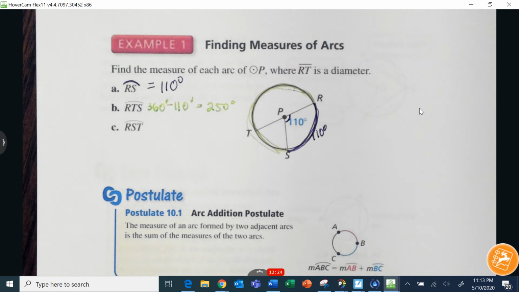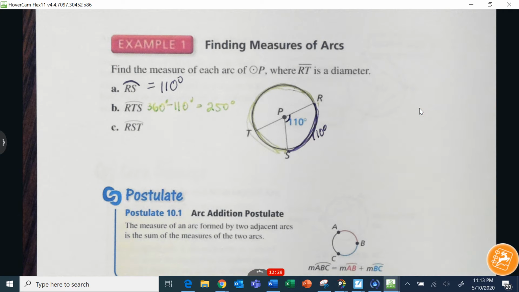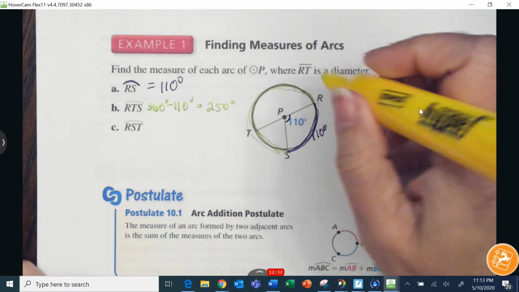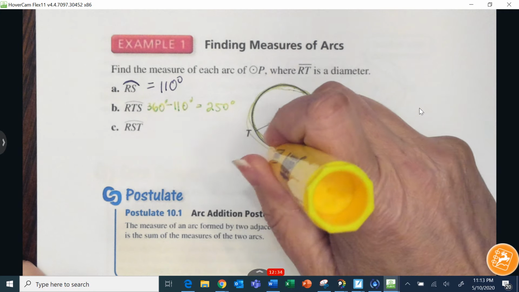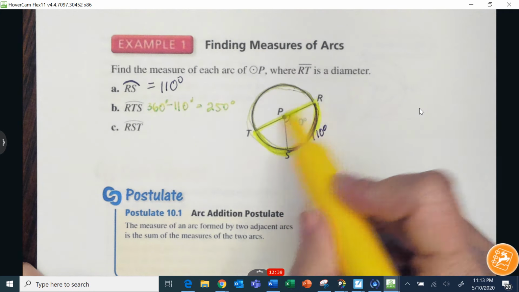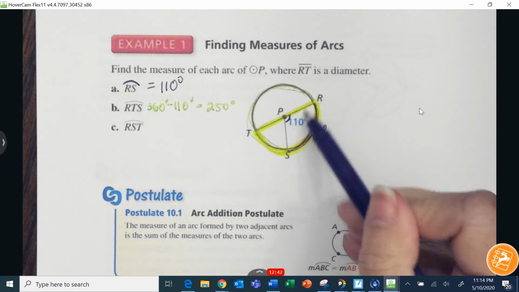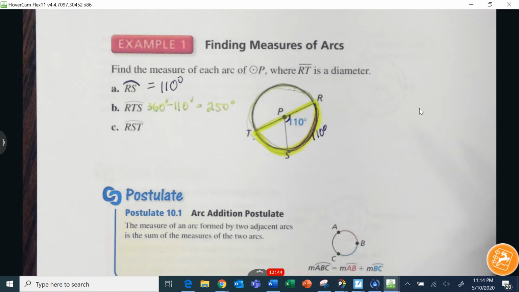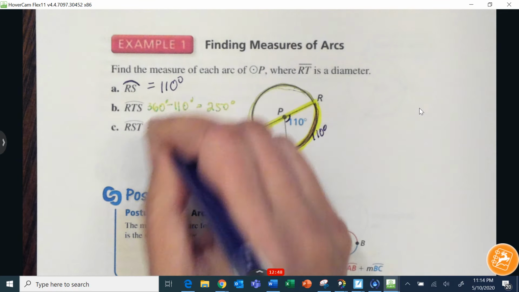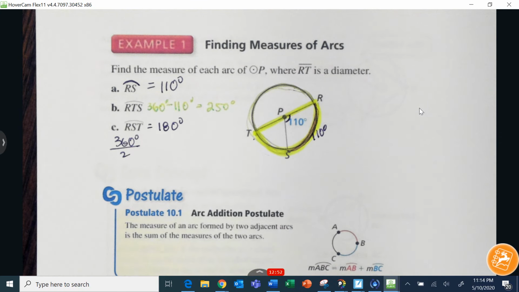And then finally, RST. From R to S to T. I'm going to use a highlighter since I already have colors here. I'll just highlight over that one. From R to S to T is this. And I may notice that RT is a diameter. So if RT is a diameter, then R to S to T is half of the circle, which is 180 degrees, or 360 divided by 2. Half the circle.